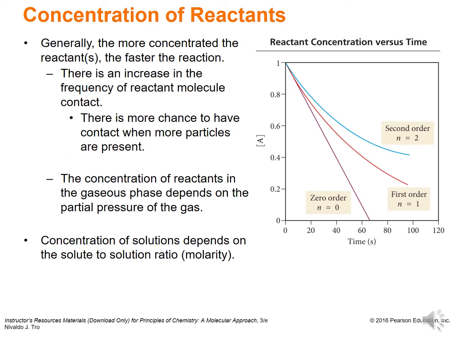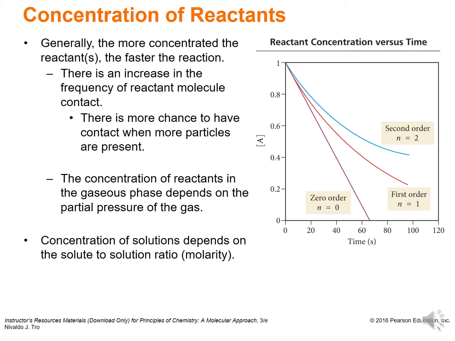All right, looking further, let's talk about concentration of reactants. We already mentioned this before, but in general, the more concentrated the reactant or reactants, the faster the reaction occurs. The reason for that is the more reactant particles there are, the greater the frequency of reactants colliding with each other, making contact, and more chance for the contact to be successful. Just statistically speaking, if there are more particles in the solution, there's more of a chance they're going to touch one another and make contact in a way that leads to a successful reaction.